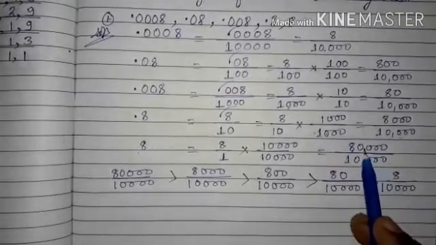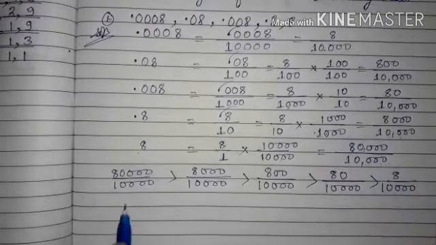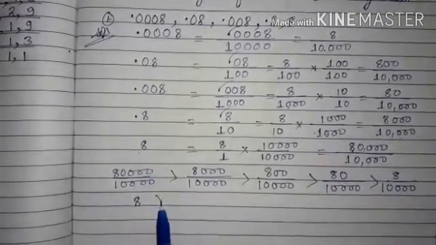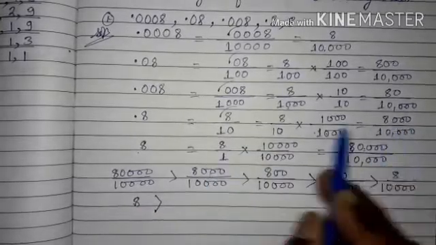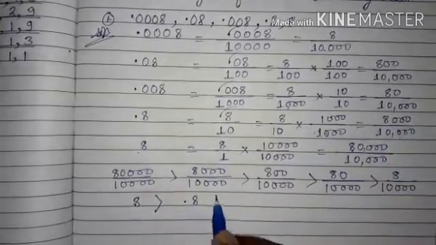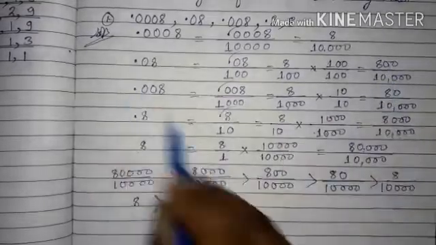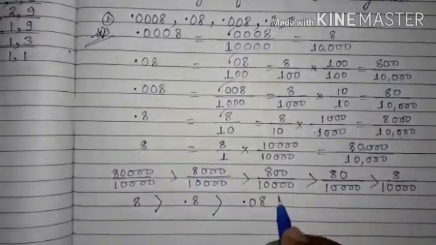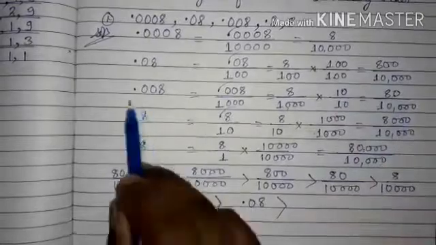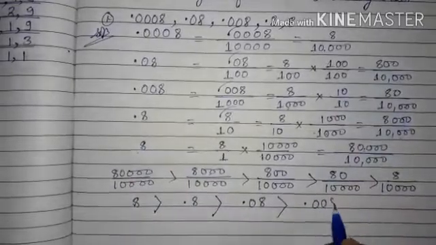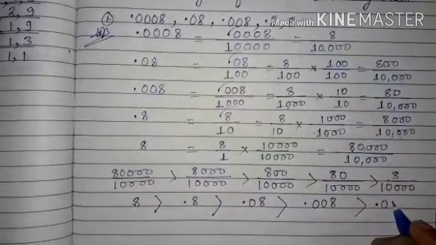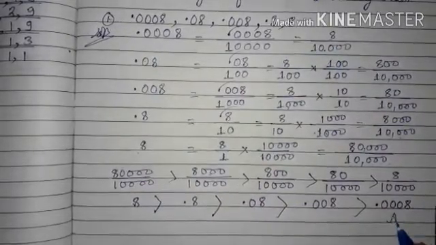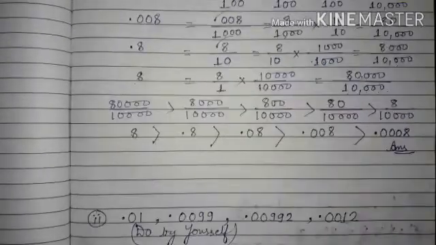So from where do we get 80,000 upon 10,000? From 8. So 8 is the biggest number. Then after that, 8,000 we get from 0.8. Then 800 we get from 0.08. Then 80 we get from 0.008. Then 8 we get from 0.0008. That is our answer.